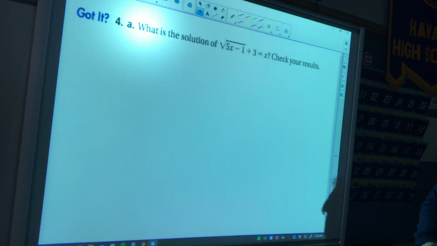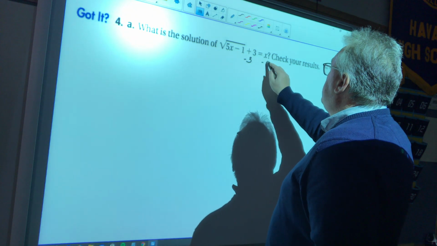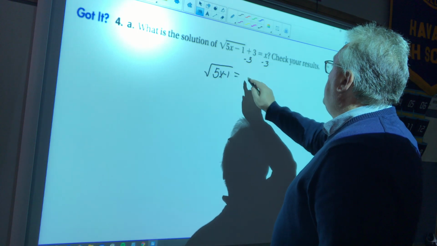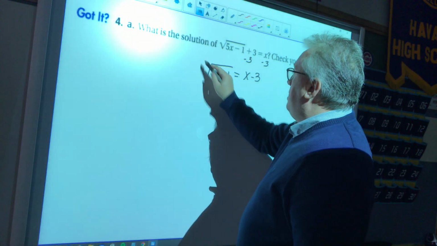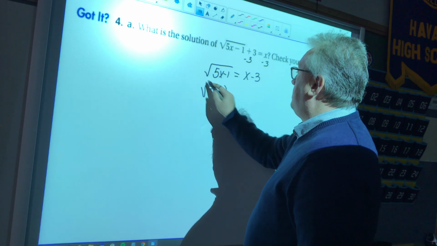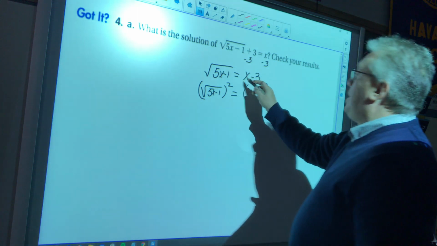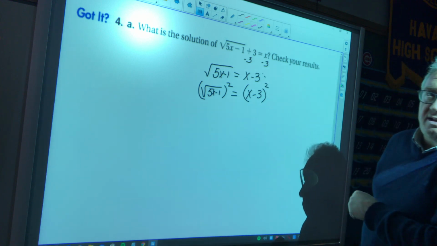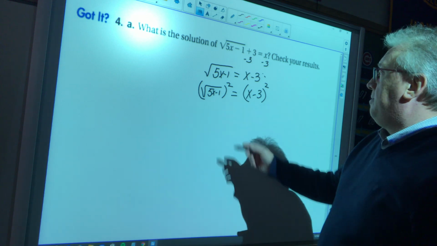Okay, let's look at another one here. Subtract 3, 5x minus 1, x minus 3. Square both sides, okay? So if I square both sides, remember, we are squaring the quantity. You can't just stick a 2 out here and square that 3. Okay, that would be wrong. We have to square that whole quantity. We have to square the whole side there.